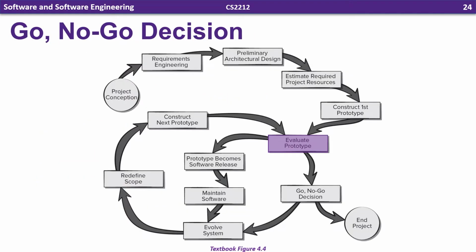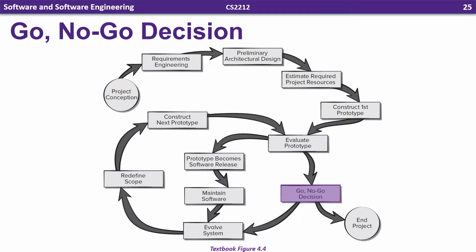So after that first prototype is constructed and evaluated, we now have to make a big decision. This is the go or no go decision. Essentially, this is deciding if we're going to scrap the project and end it right away, or if it's worth investing more time and resources into it.